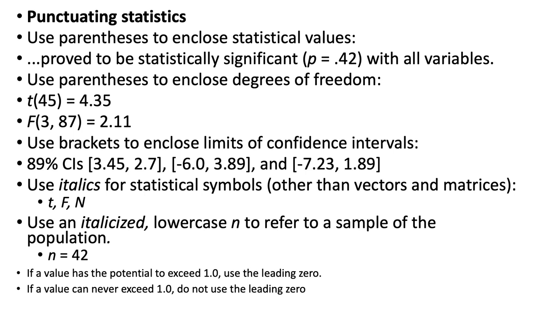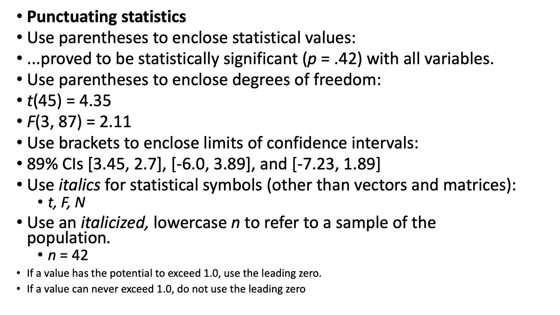Use brackets to enclose limits of confidence intervals. 89% CIs. They didn't use 95%, they used 89. 3.45, 2.7. Negative 6.0, 3.89. And negative 7.23 and 1.89. Use italics for statistical symbols other than vectors and matrices. So every statistical symbol we use is italicized.